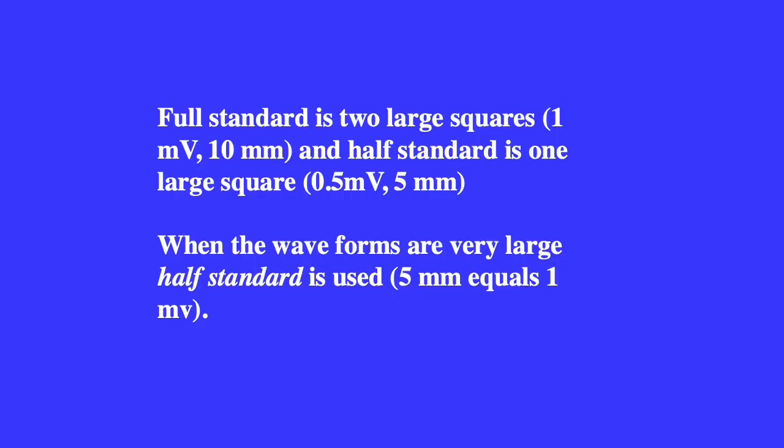Full standard calibration is 2 large squares, 1 millivolt or 10 millimeters, and half standard is 1 large square, as you saw in this previous EKG, which is 5 millimeters or 0.5 millivolts. When the waveforms are very large, half standard is used. 5 millimeters equals 1 millivolt.